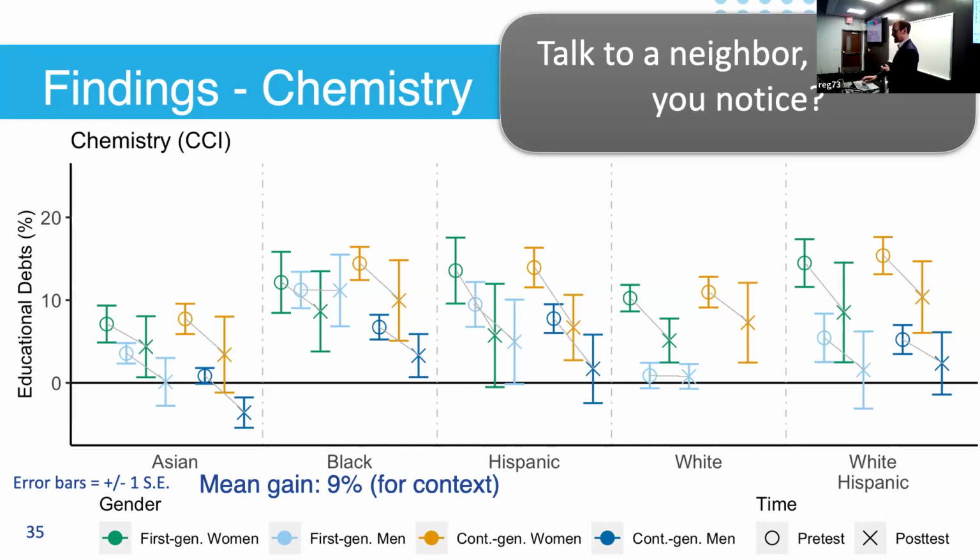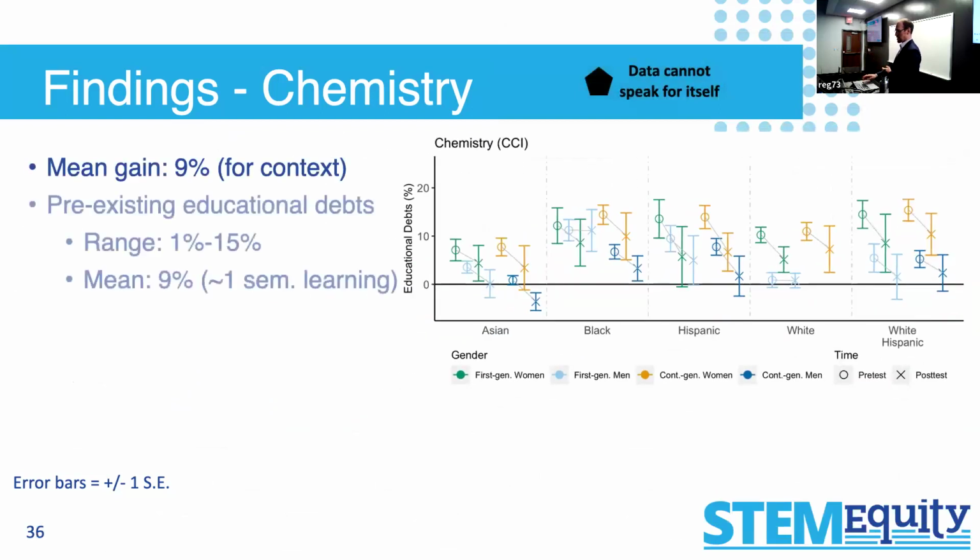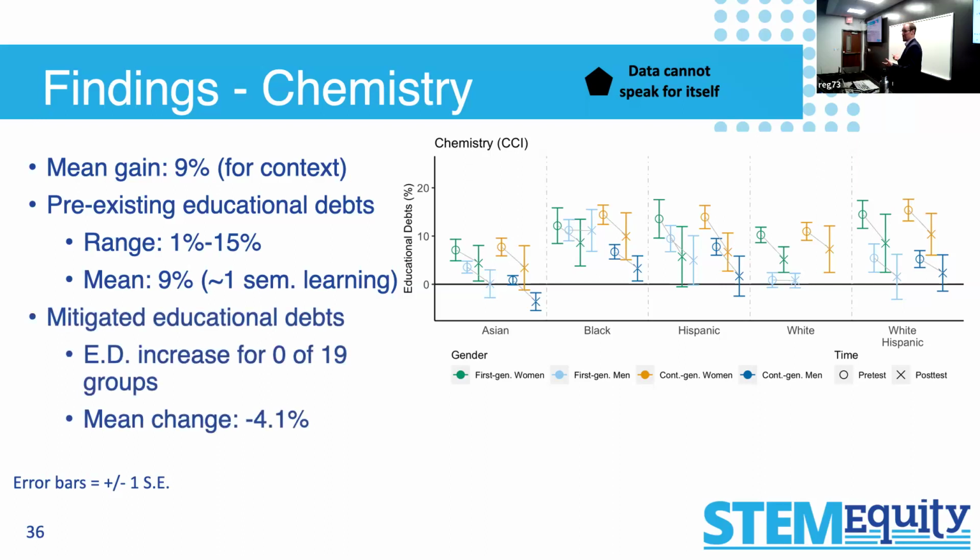So some things I see, right, our mean gain for context was 9%. That initial range is 1 to 15% with a mean of 9. On average, students are owed an entire semester's worth of learning to begin that class. It takes a whole semester to catch up to where the continuing gen white men began. That is a huge amount of educational debt. That's the bad news. The good news is it does appear to be mitigating in these courses.